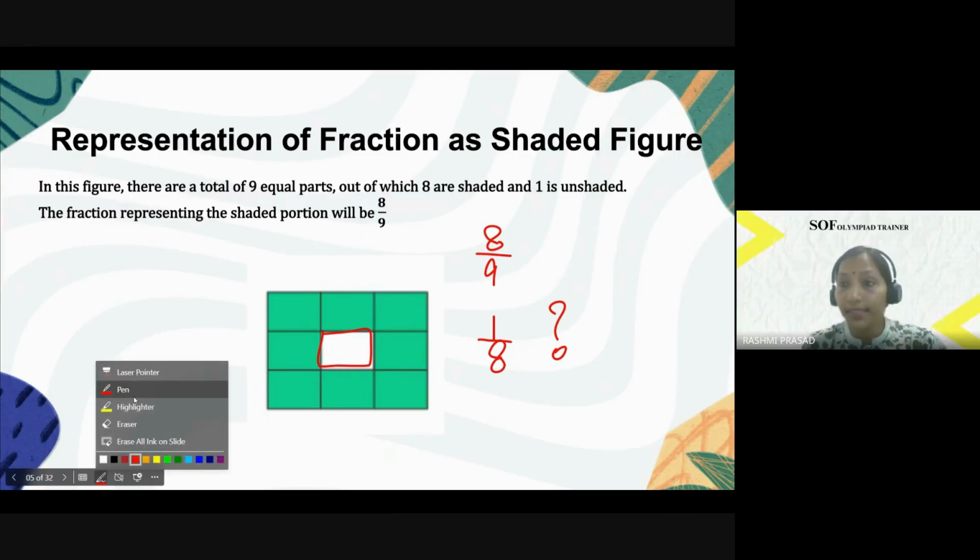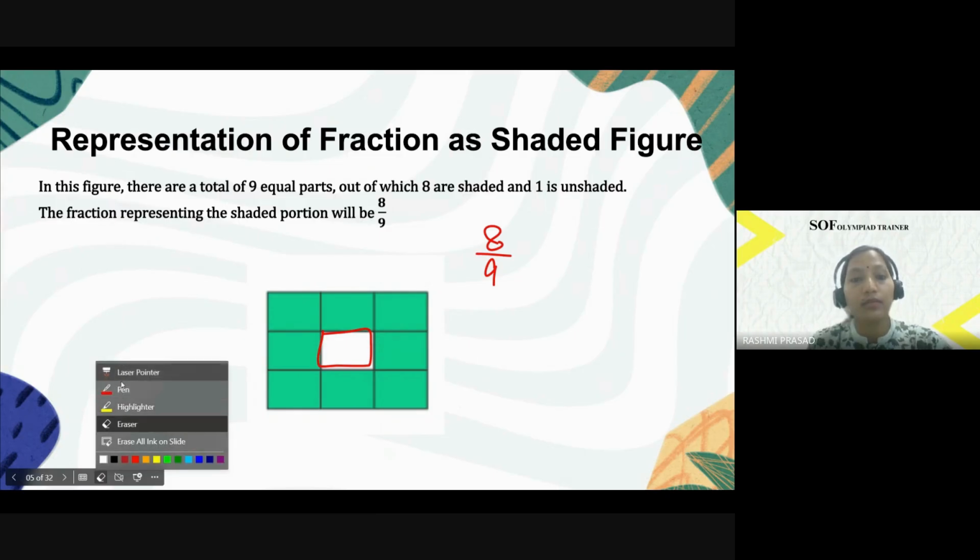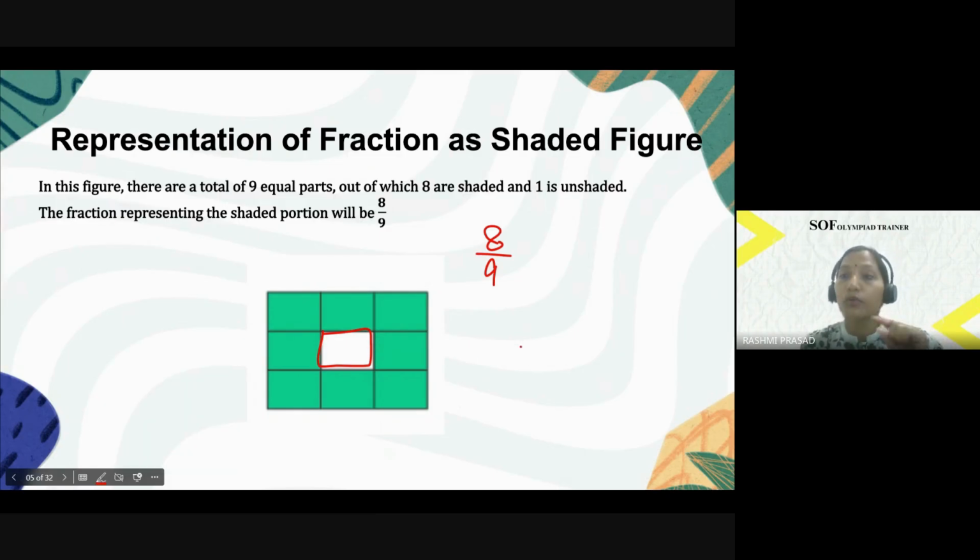See, in the denominator, it's always the total parts you divided, right? So we divided the whole shape into 9 equal parts. And out of 9, only 1 is shaded. So the fraction is 1 over 9. That is the fraction for the not shaded part.